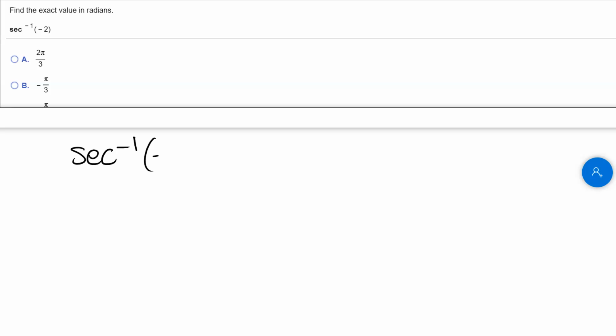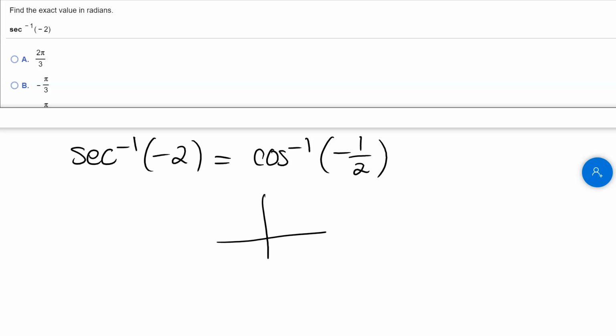Secant inverse, excuse me, of negative 2, that's going to be the same thing as cosine inverse of a negative 1/2, right? So go back, if that doesn't make sense, rewind this video and rewatch that little part where I talked about the cosecant. Where does cosine inverse spit out angles? It spits out angles in quadrant 1 and quadrant 2, okay? What angle would give me just a positive 1/2? Well, I know sine of 30 is 1/2, so it must be cosine of 60.